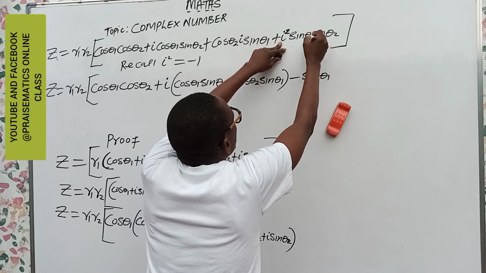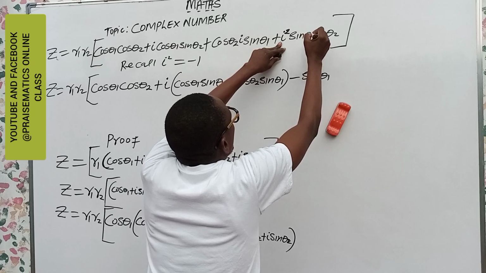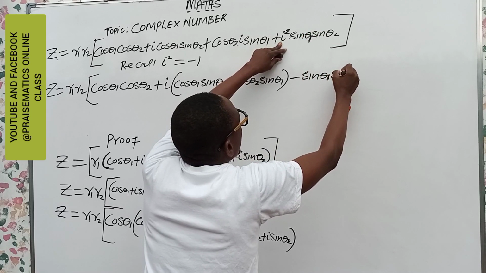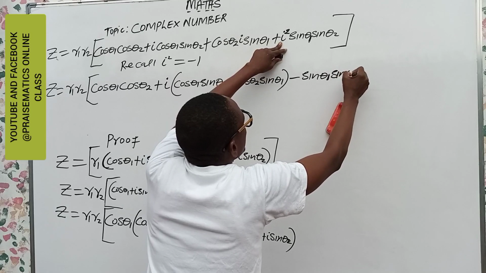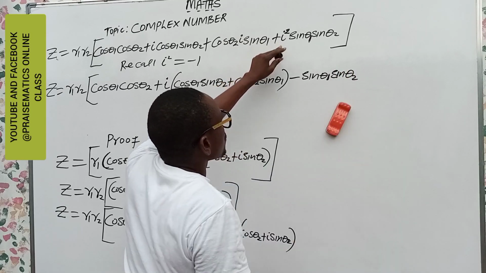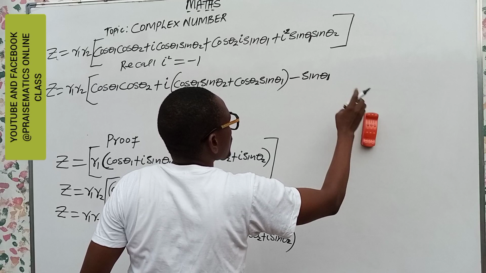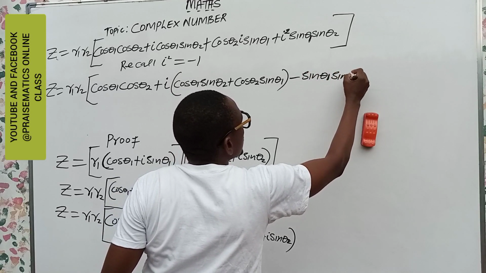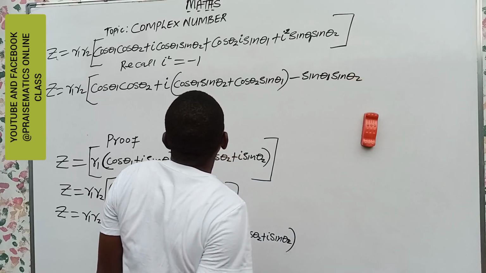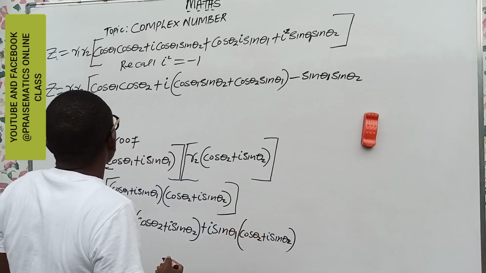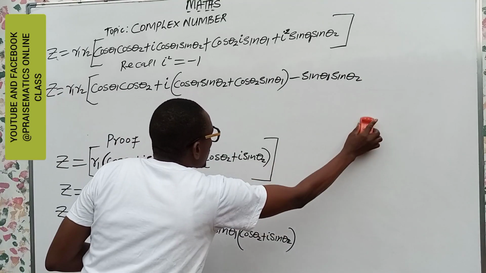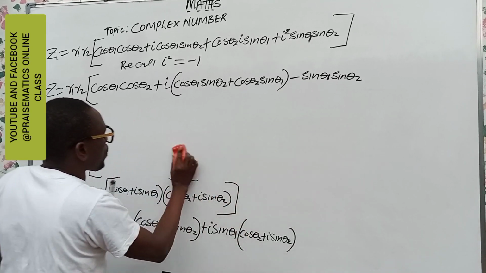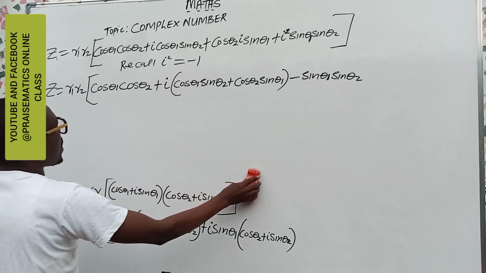sin theta 2. Okay. Now what do we do again? We collect like terms. And like terms are what? The real part to real part and imaginary to imaginary.